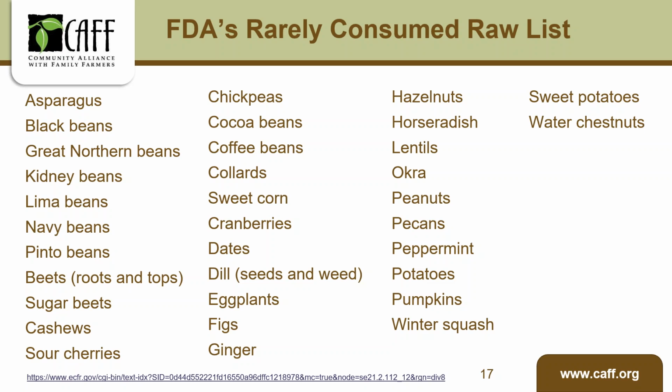And what's an example on here? If you're growing pumpkins and you grow 100 acres of pumpkins and you sell $1 million worth of pumpkins, it doesn't matter how many acres or how many dollars in sales you have. If you are only growing crops on this raw list, your farm would be exempt.